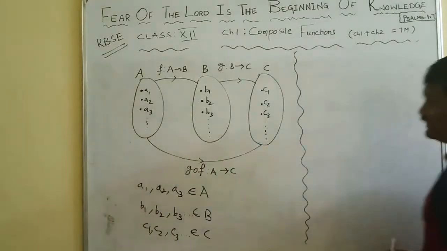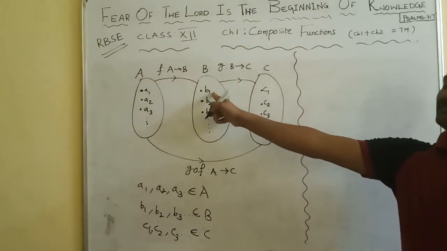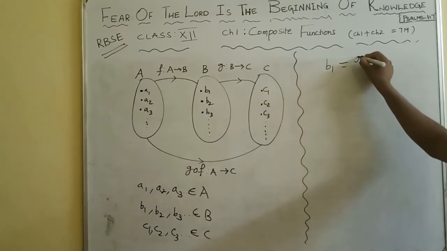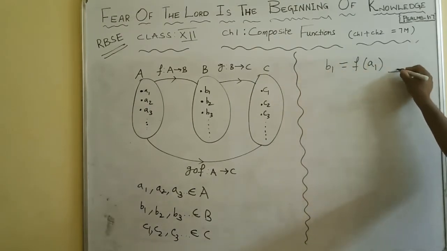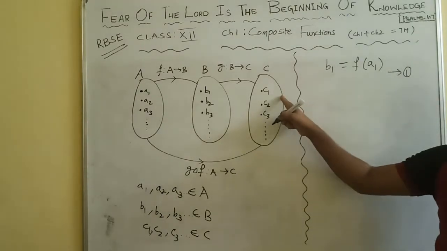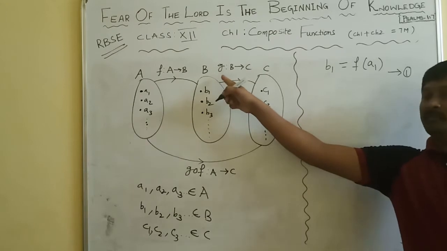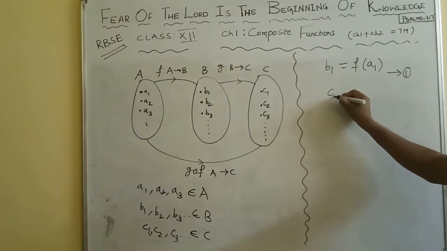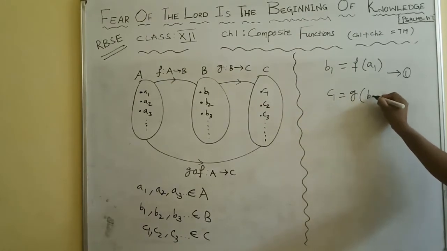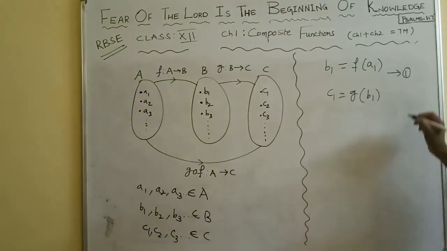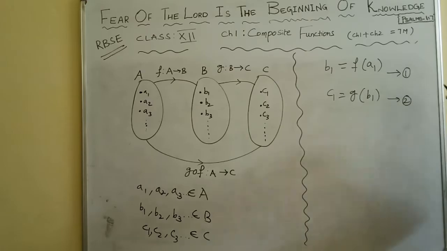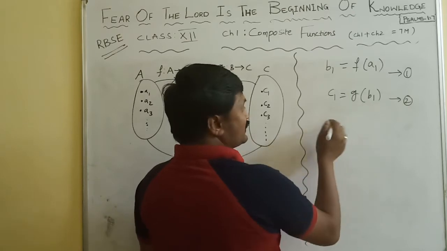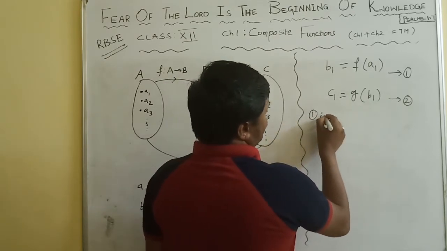First, what is this B1? B1 is nothing but f of A1. So now we can write B1 is equal to f of A1. Give equation number 1. Same method, what is C1 now? It is g of B1, because the function here is g. So now we can write C1 is equal to g of B1. This is your equation number 2. So what I'll do is just substitute this B1 value in equation number 2, that means 1 in 2.